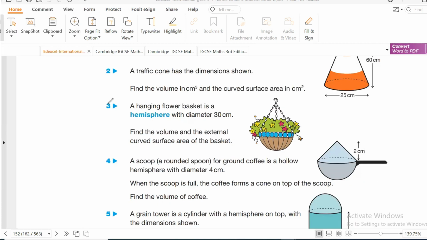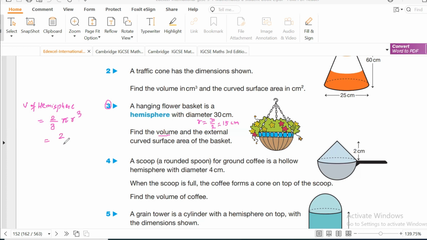Now we will check question number 3, and in this question we have a hemisphere. A hanging flower basket is a hemisphere with diameter 30. If diameter is 30, the radius is half of the diameter, which is 15 centimeter. And find the volume. So first we will check the volume of a hemisphere. The formula is 2 over 3 pi r cubed.